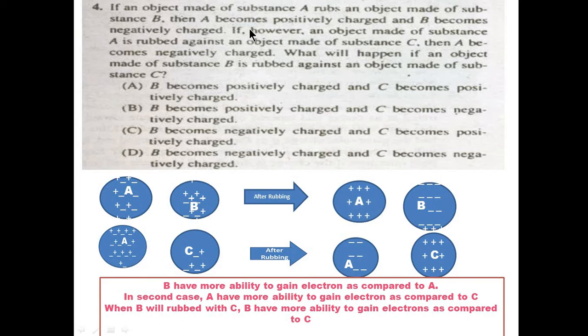And next is, however, an object made of substance A is rubbed against an object made of substance C. Now A and C are rubbing against each other, and after rubbing, A becomes negatively charged and C becomes positively charged. So what will happen if an object made of substance B is rubbed against an object made of substance C? If we take a look at this, in the first case B has more ability to gain electrons as compared to A, and in this one, A has more ability to gain electrons as compared to C. So it means that if we rub B with C, then B has more ability to gain electrons as compared to C. So B will become negatively charged and C will become positively charged. Option C is the correct option.